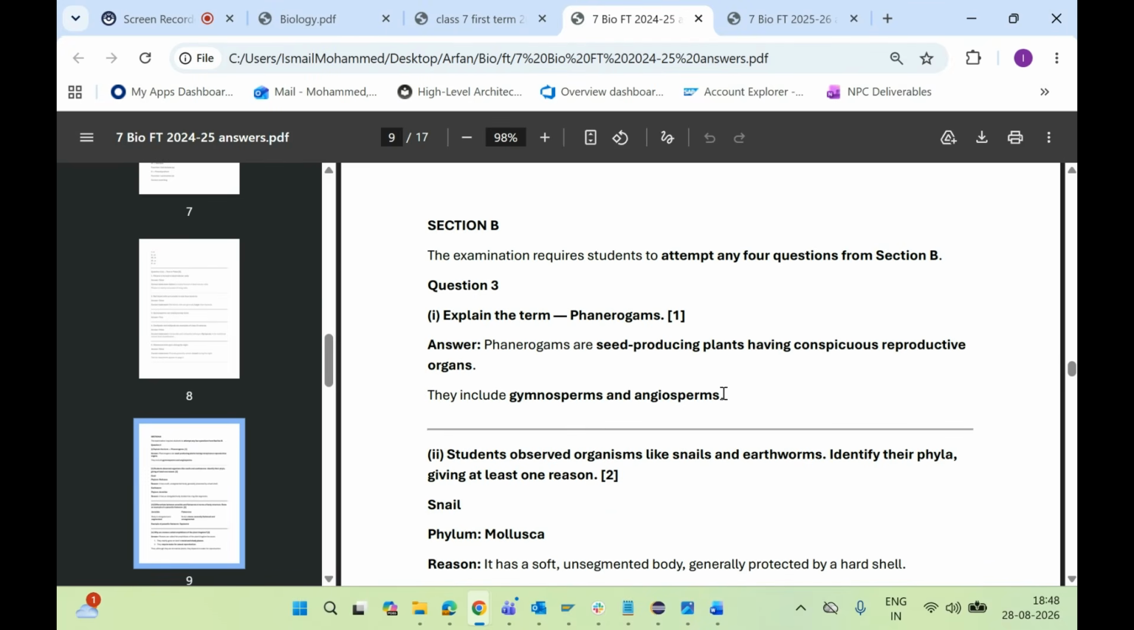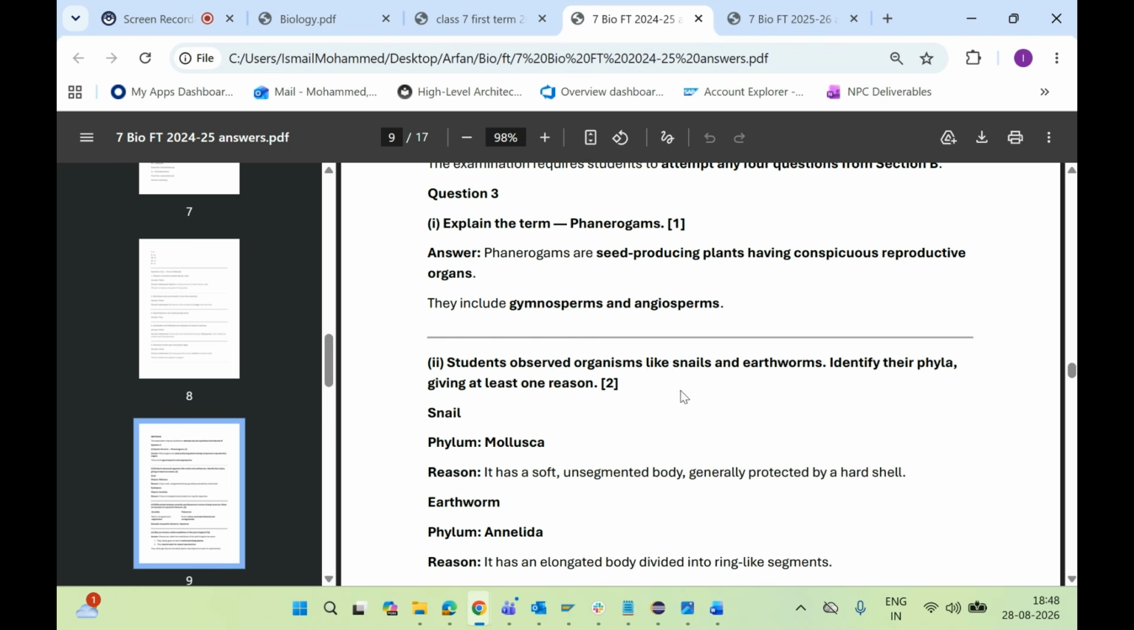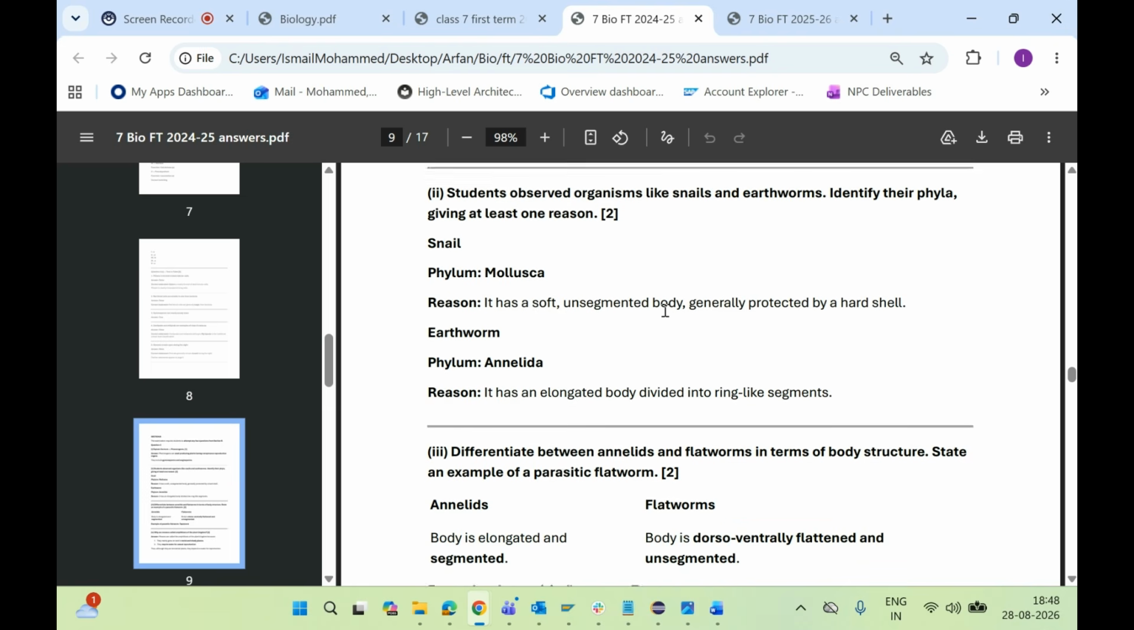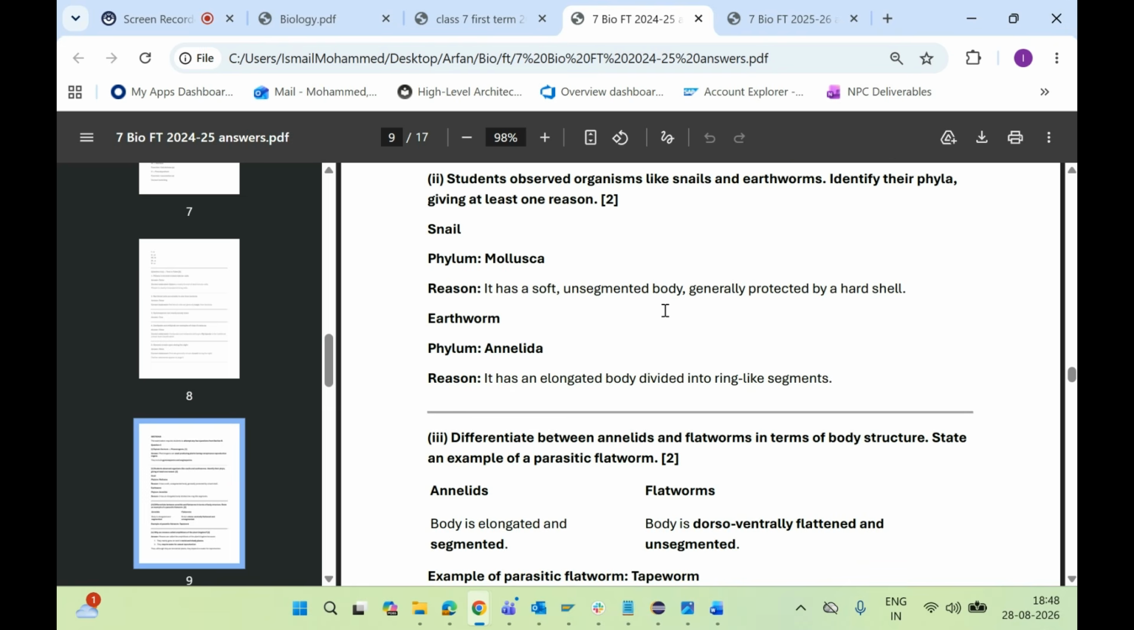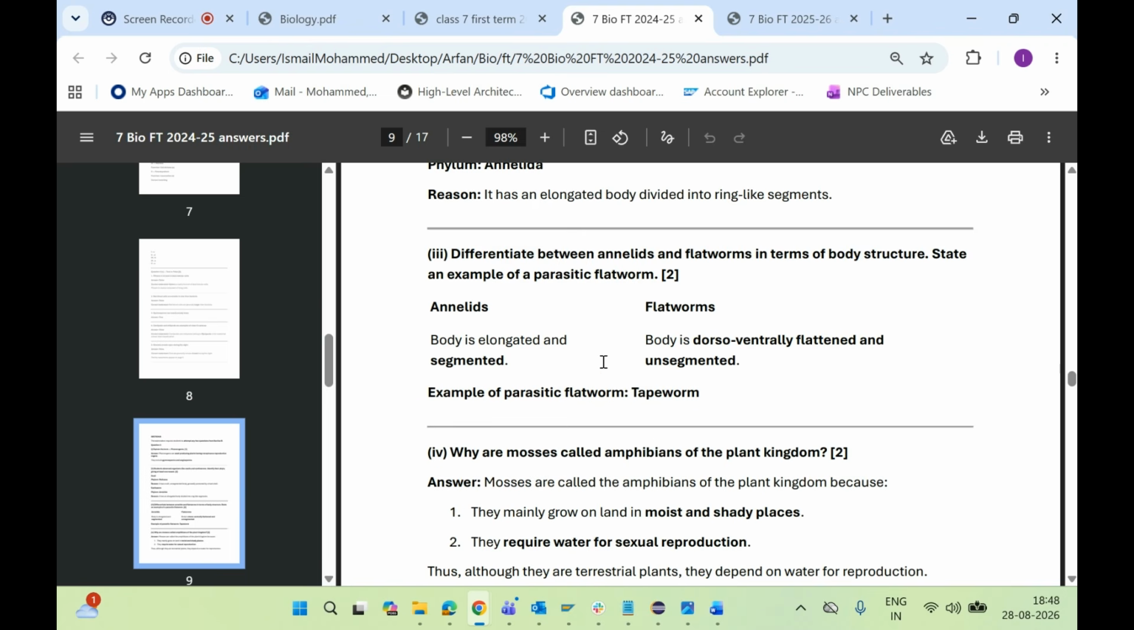Next one, explain the term phanerogams. This is the new one. Basically, phanerogams include gymnosperms and angiosperms. These are seed-producing plants. And next one is students observe organisms like snail, earthworm, identify their phyla. Phyla means a subclass of the kingdom, and give at least one reason. So snail phylum is mollusca, earthworm phylum is annelida.